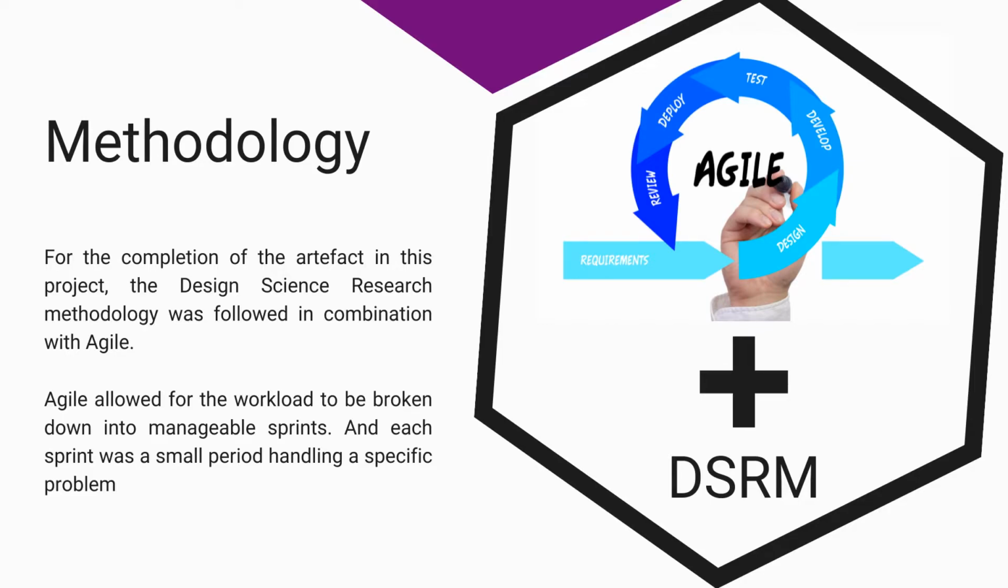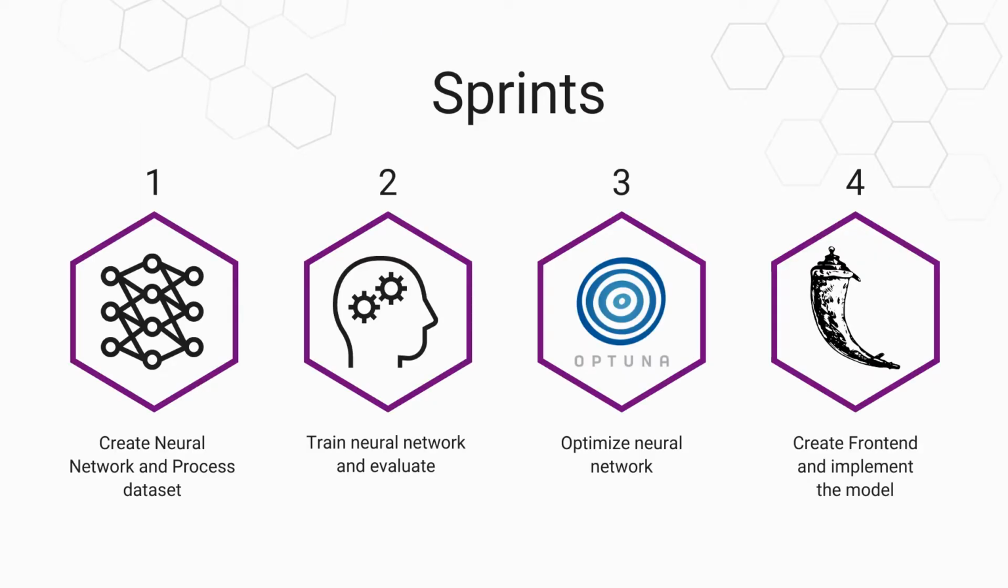For the completion of the artifact in this project, the design science research methodology was followed in combination with Agile. Agile allowed for the workload to be broken down into manageable sprints, and each sprint was a small period handling a specific problem. The sprint structure of the artifact creation consisted of an initial sprint where a neural network was created and the datasets used were processed. The second sprint saw the training of the neural network and the evaluation of the success achieved in training. In the third sprint, the new emerging technology, Optuna, was used to optimize the neural network. And in the final sprint, the Flask framework was used to create a front end and implement the final model.